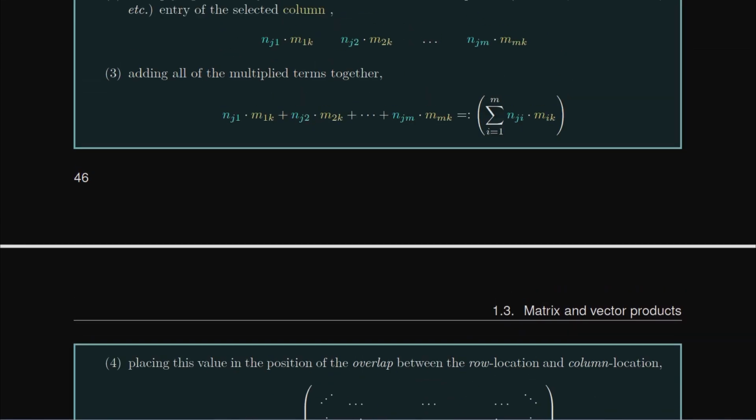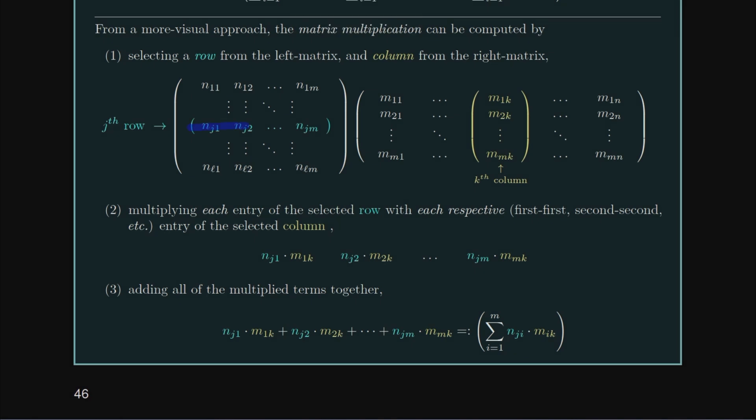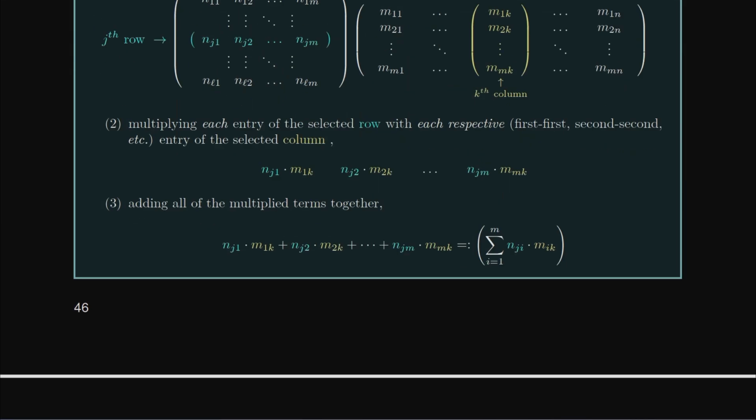So if I scroll back up and I say, I selected this row and I selected this column, I'm going to ask the question, where do they overlap? And once I answer wherever they overlap, it's going to be in the future matrix that I'm constructing later, that's where I'm placing the result.